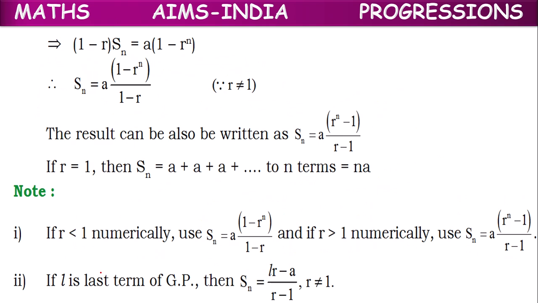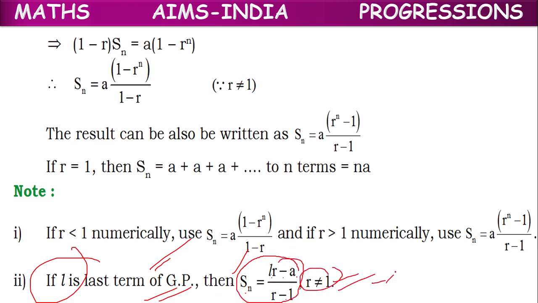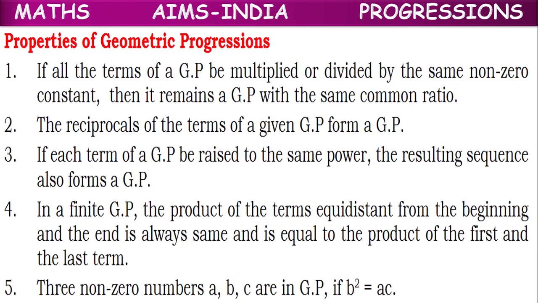If L is the last term of GP, then Sn equal to LR minus A by R minus 1. This is the formula for Sn, where R is not equal to 1.